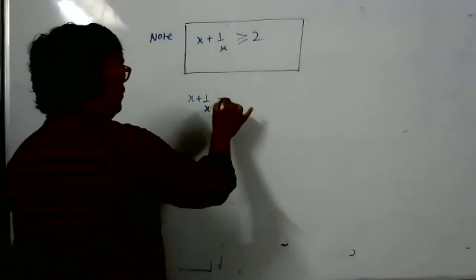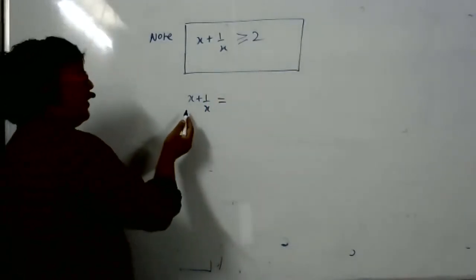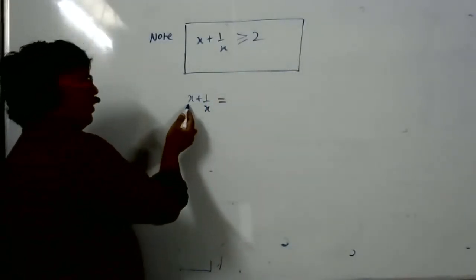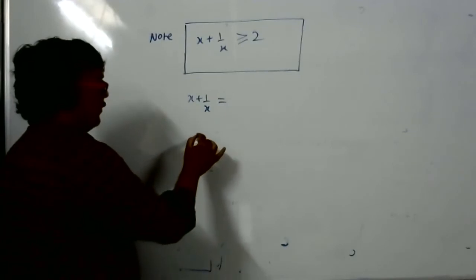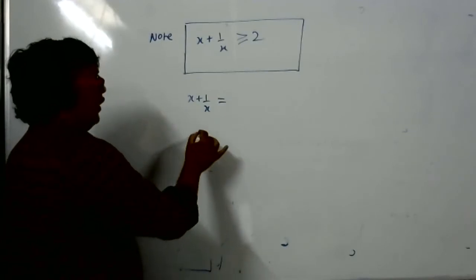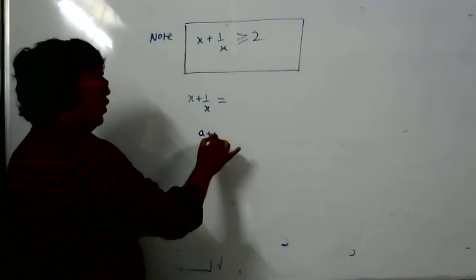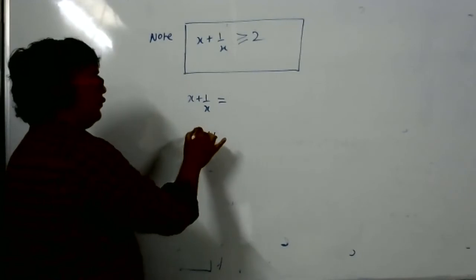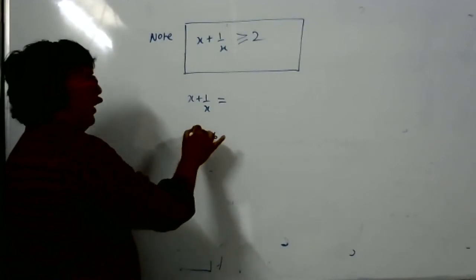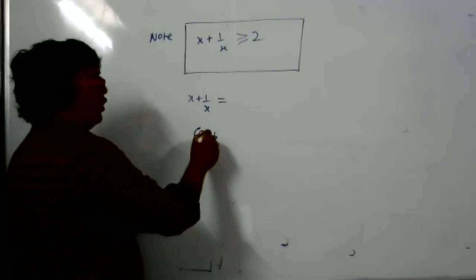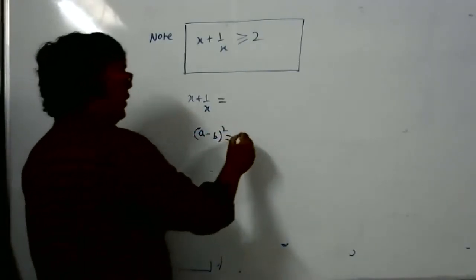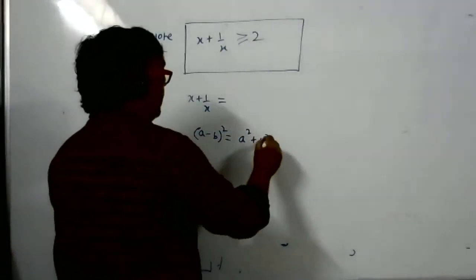is equal to, we will complete the square. Complete the square means what should I do? All of you know this now. Complete the square: a plus b whole square, a minus b whole square. So what we should do? a minus b whole square is a square plus b square minus 2ab.